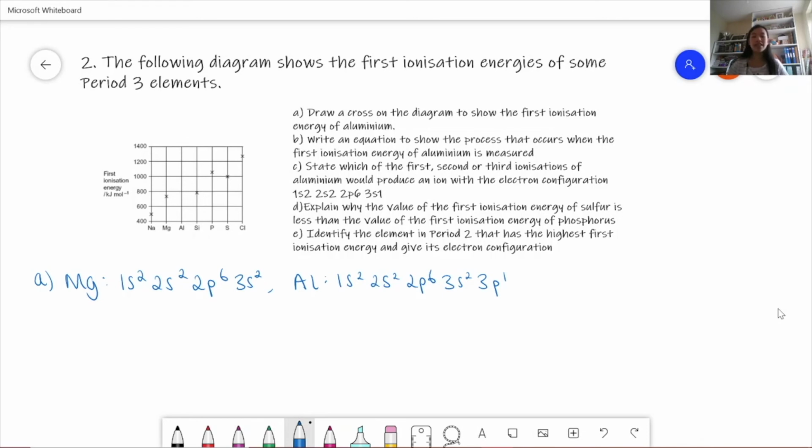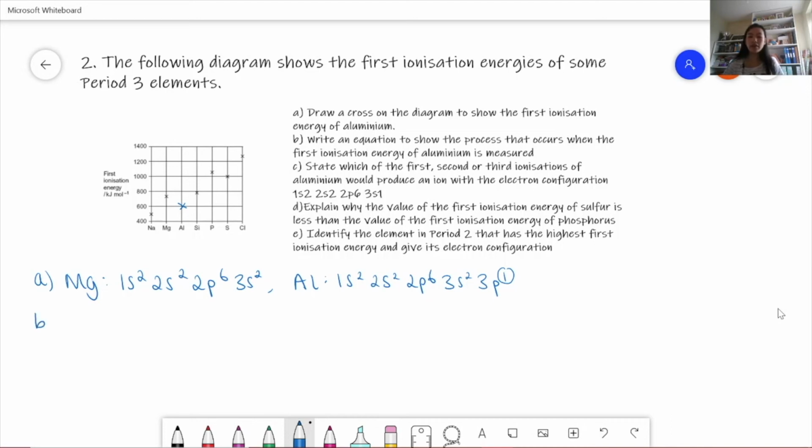And so this means that this electron that we're going to lose for the first ionization energy is actually going to be easier to remove because it's in a higher energy level. And so the cross should be somewhere about here because it'll be much less than magnesium and it'll also be less than silicon because silicon has an extra proton. The atomic number has increased by 1, and so the ionization energy of silicon to remove that 1 electron will be higher than for aluminium.